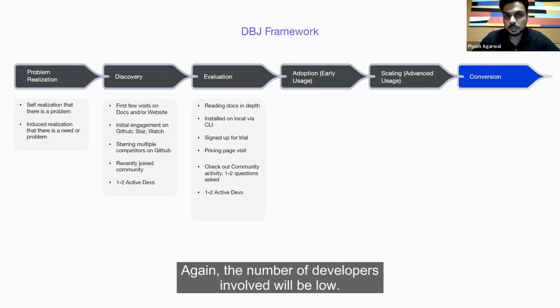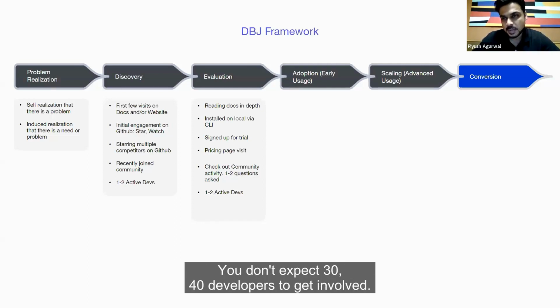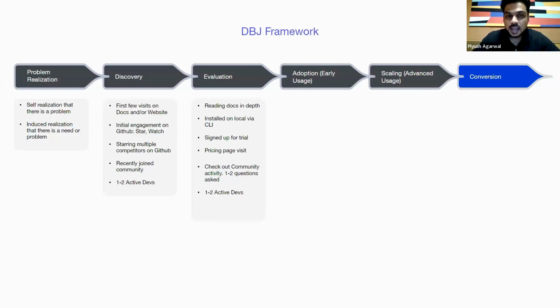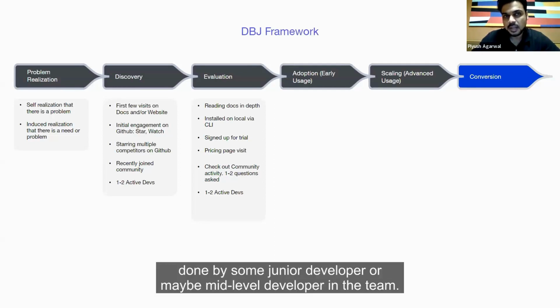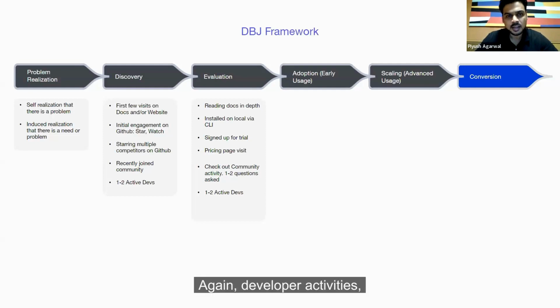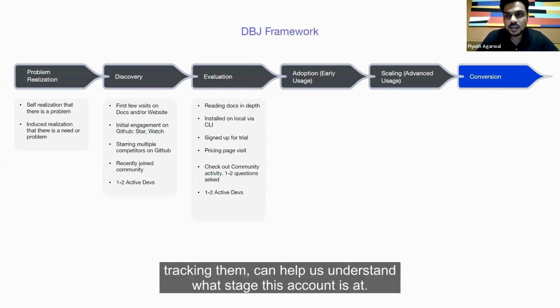And again, the number of developers involved will be low. You don't expect 30, 40 developers to get involved. And even the buyer would not be involved at this stage. Discovery and evaluation is still being done by some junior developer or maybe mid-level developer in the team. And again, tracking developer activities can help us understand what stage this account is at.